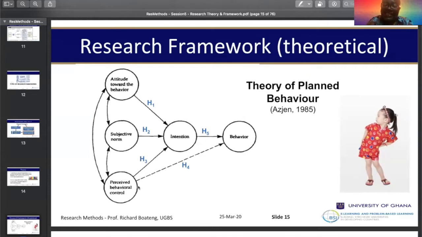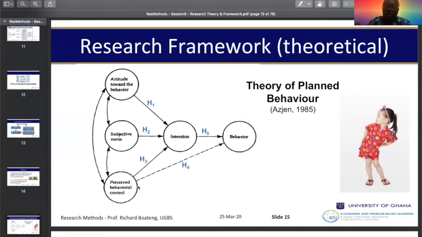Now, because it is a theory, I can apply it to any intended behavior. That is how theories are; theories are abstract in their state. So far as I understand the theory, I can apply it to any social phenomenon it defines. The theory says intended behavior, not behavior that comes under compulsion. Intended behavior is behavior that you yourself have intended to go and do, or are planning to do.